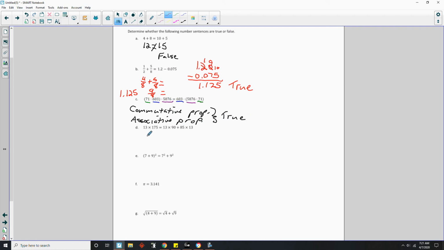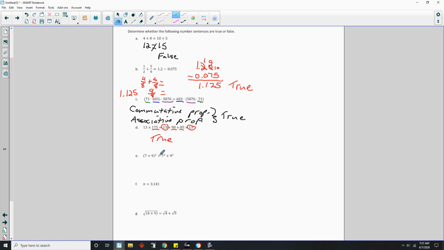Okay, part D. 13 times 175 equals 13 times 90 plus 85 times 13. All right, so what do we have to do here? Well, we have a 13 here, and we have a 13 here. And 90 plus 85 is 175. So if I have 90 13s and then 85 more 13s, that'd be the same as 175 13s. So this is true.